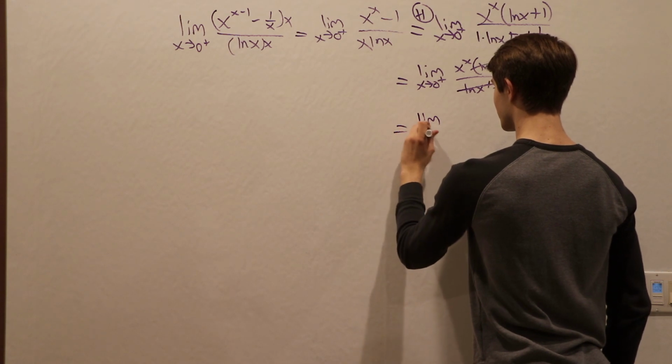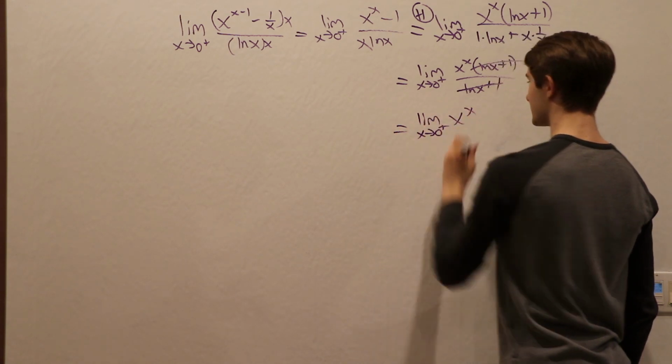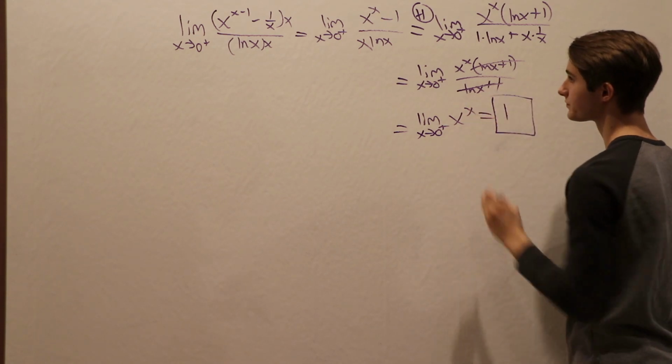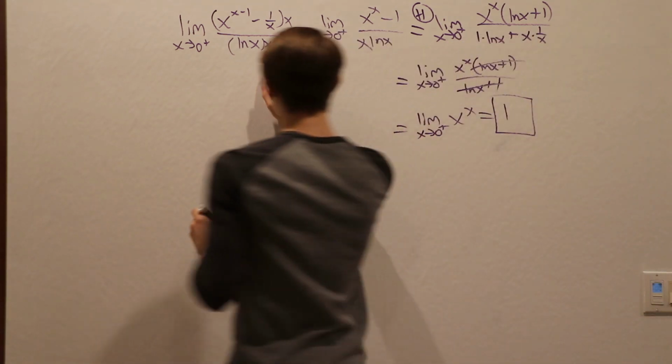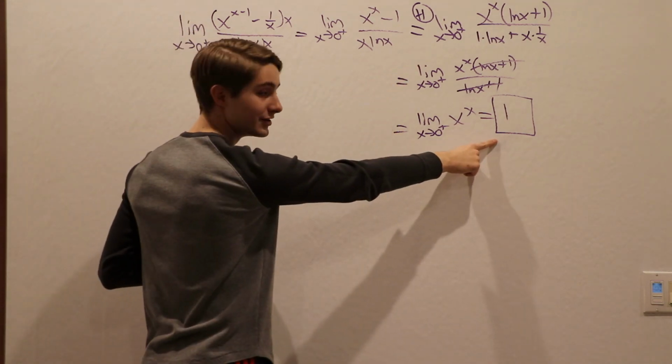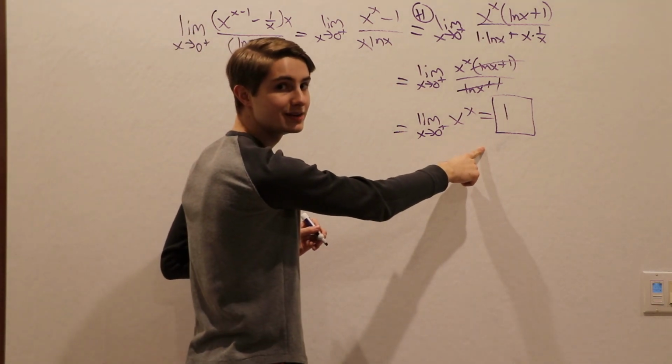That just gives us the limit as x approaches 0 of x^x, and this is just equal to 1. So taking this limit, reducing the complex fraction using L'Hopital's rule, simplifies down to just 1. So that is our answer.